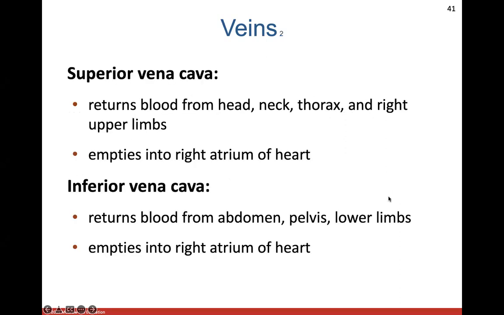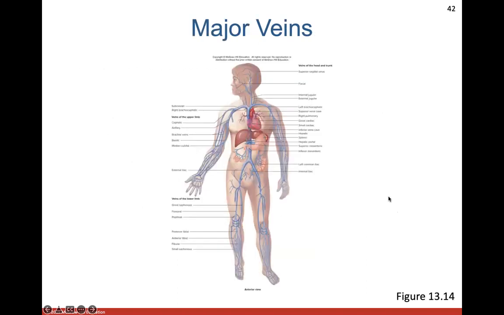Here are some major veins draining blood into the right atrium. Your superior vena cava returns blood from the head, neck, thorax, and right upper limbs. And the inferior vena cava returns all the blood from your abdomen, pelvis, and lower limbs. And both the superior and inferior vena cava will empty into the right atrium of the heart.